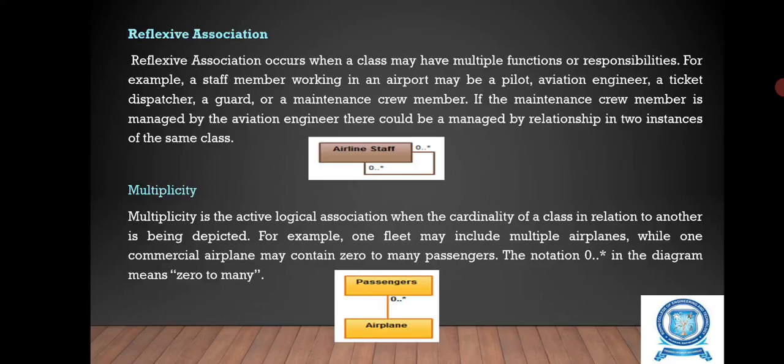Multiplicity is the logical association that depicts the cardinality of a class in relation to another. For example, one fleet may include multiple airplanes, while one commercial airplane may contain zero to many passengers. The notation 0 asterisk in the diagram means zero to many.